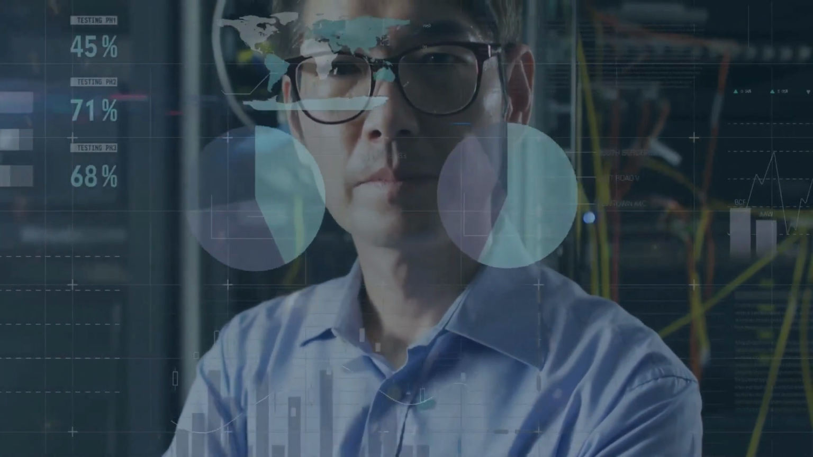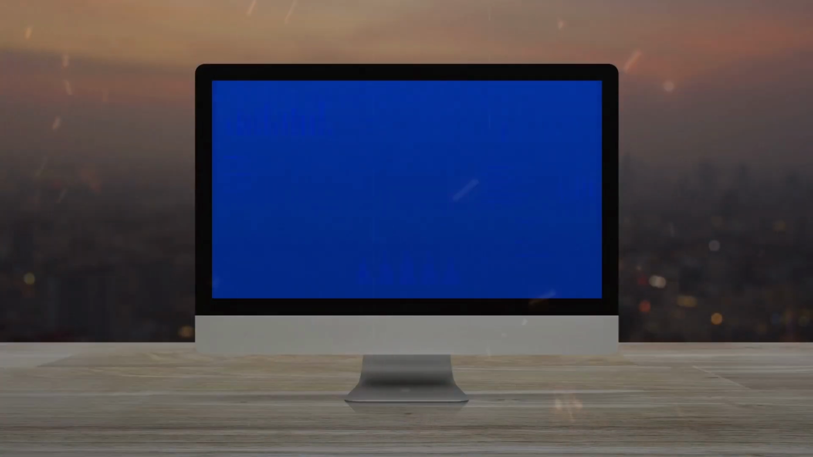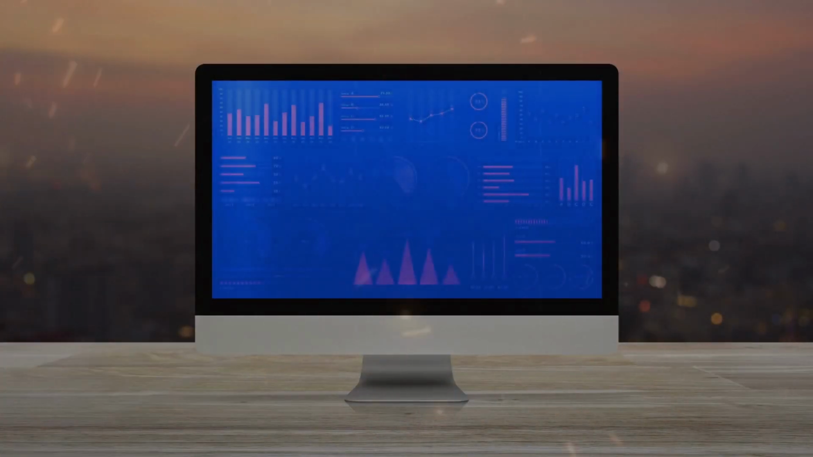It's not just about more data, it's about smarter data. And that's how causal inference is revolutionizing machine learning.